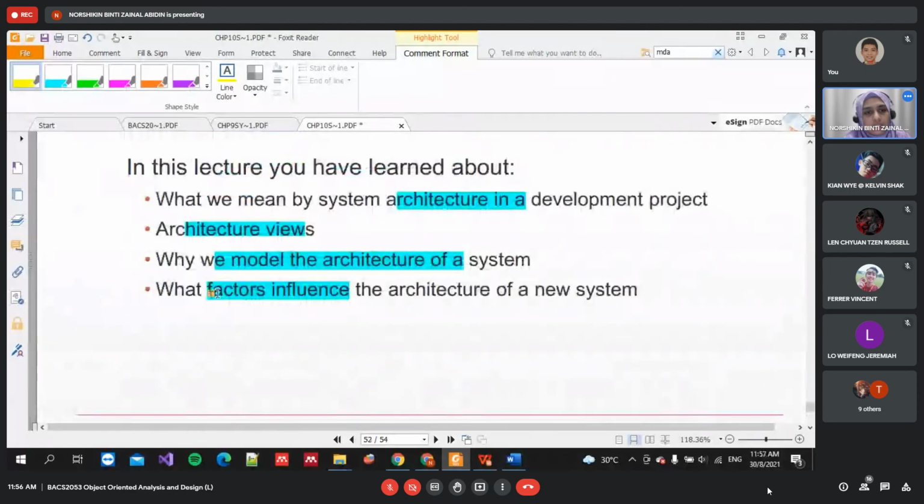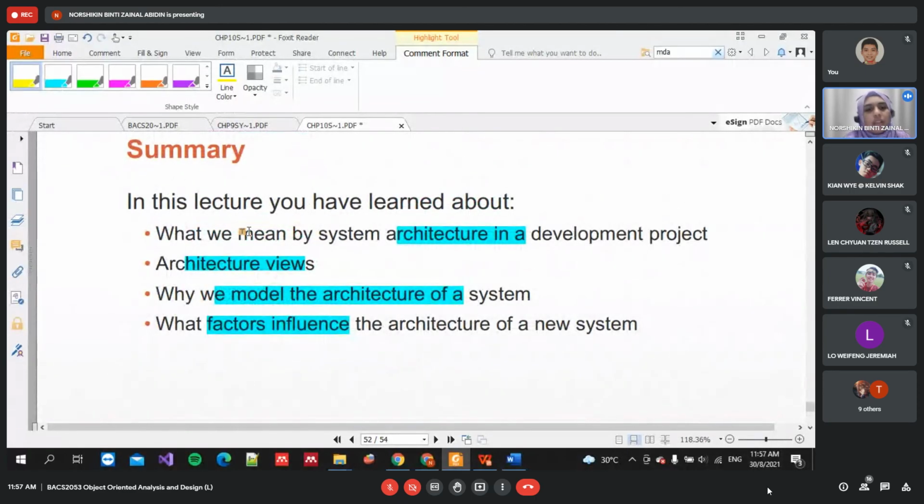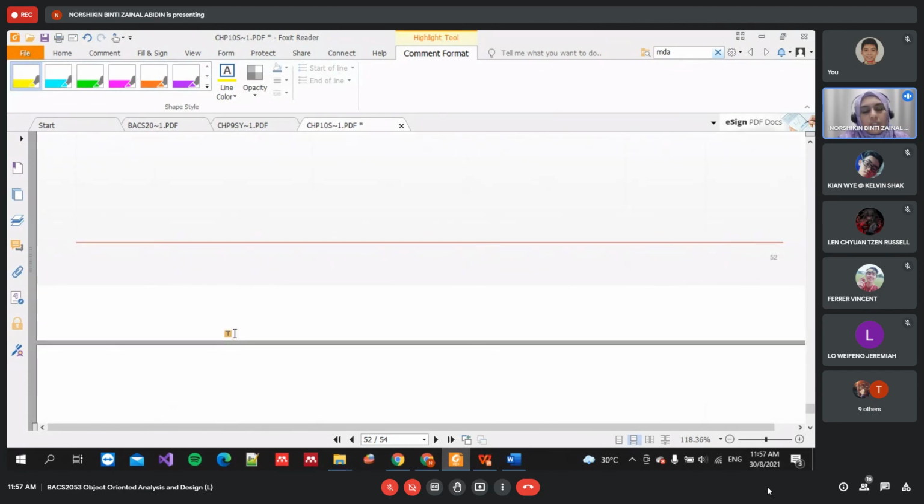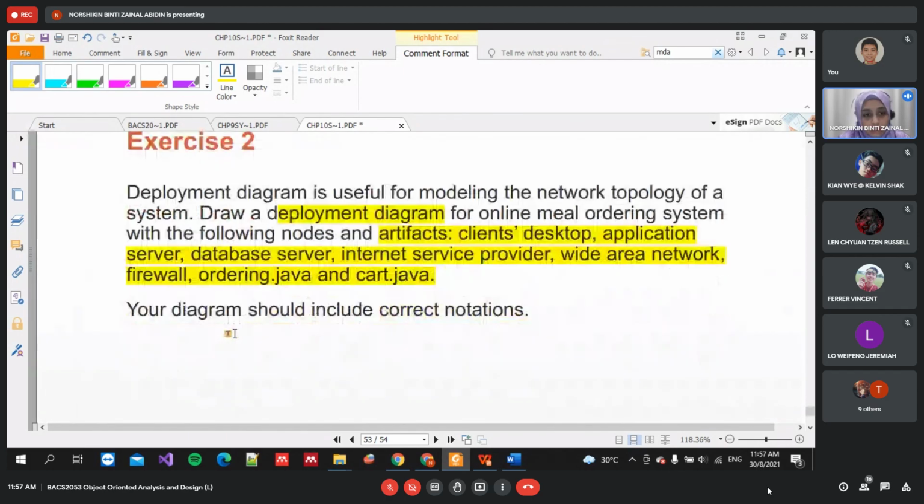In this chapter we already learned what system architecture is, how we apply it, why we even need it in our project, the views of system architecture, why we need to model the architecture of a system, and the factors that influence the design of a new system.